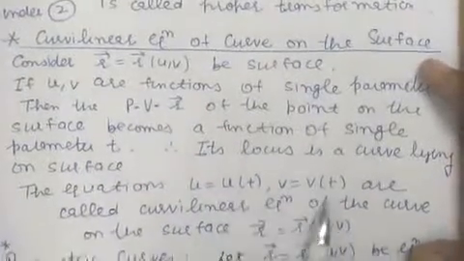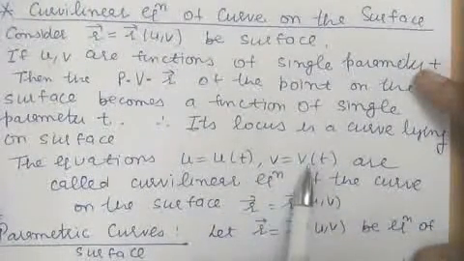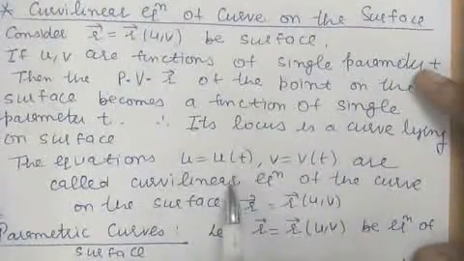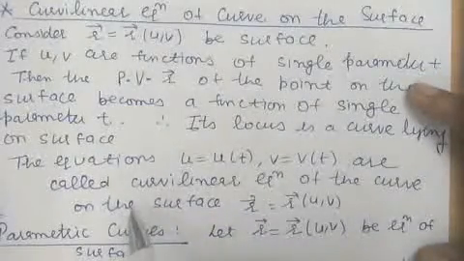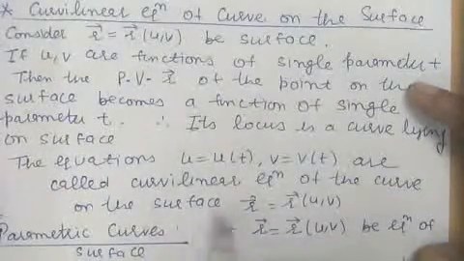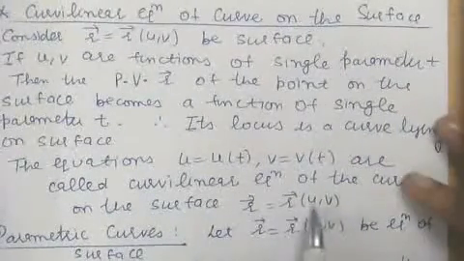Here these two equations, u is equal to function of t and v is equal to function of t, are called curvilinear equations of the curve on the surface. Vector r is equal to vector r as the function of u and v.